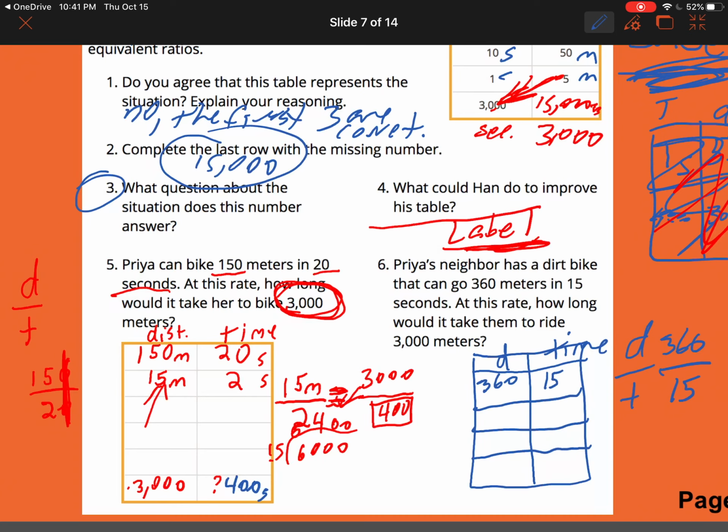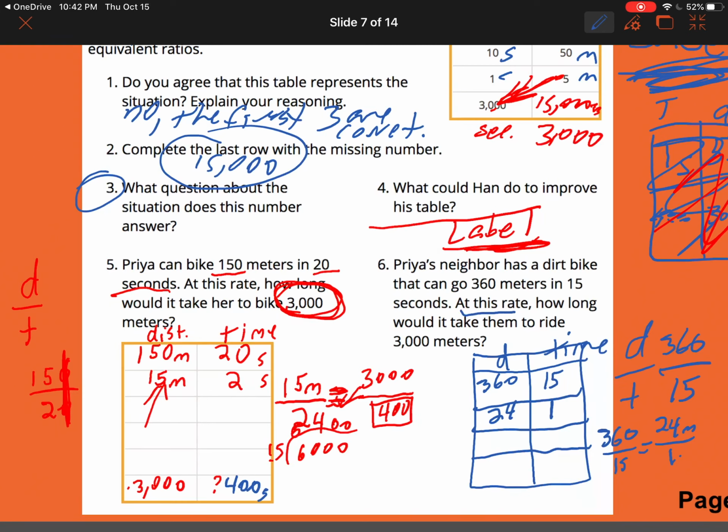So 360 divided by 15 is what? It is going to be 24. And that is our distance of meters in 1 second. So we'd have 24 meters in 1 second.